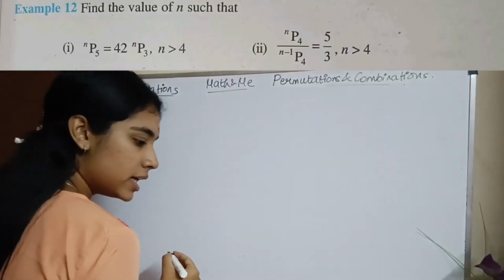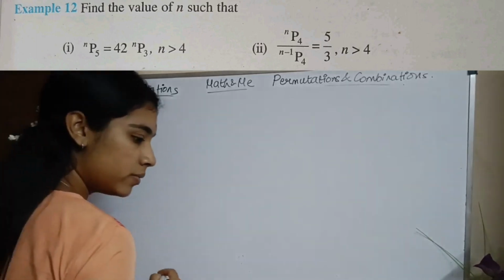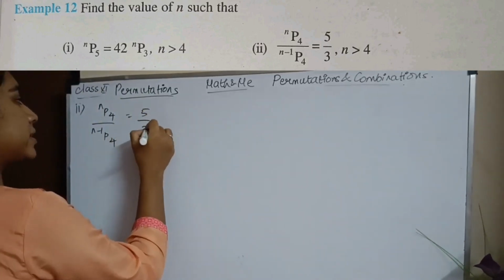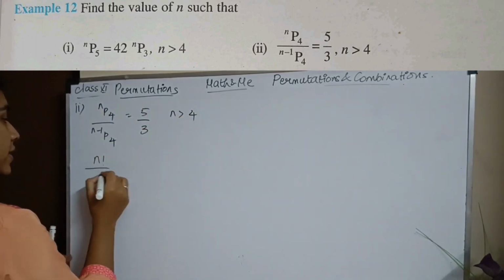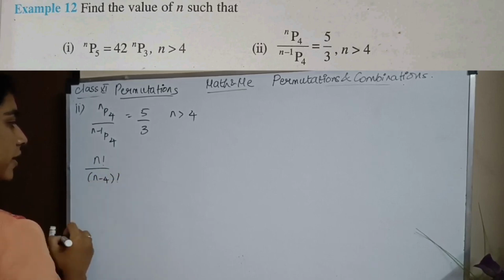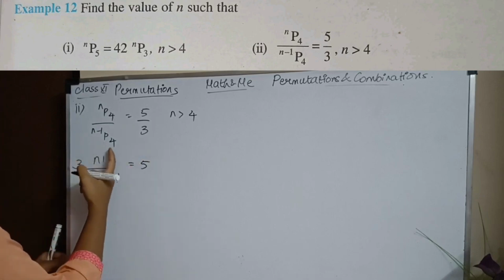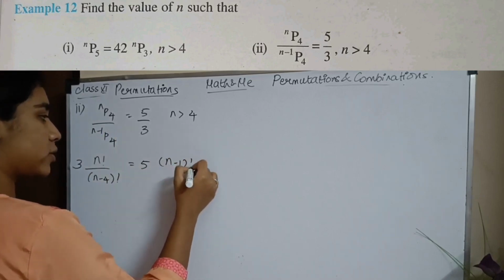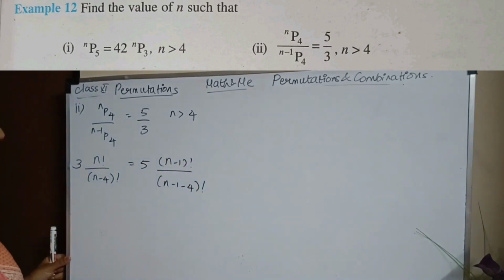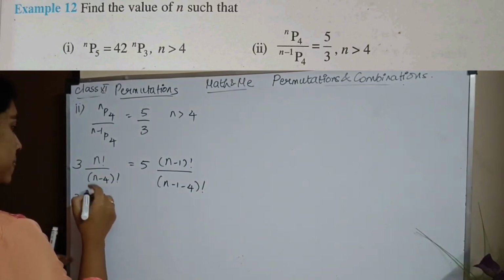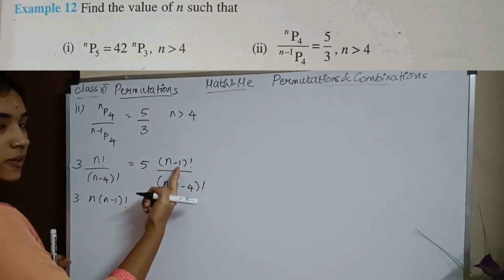Second subsection, nP4 divided by (n minus 1)P4 equals 5 divided by 3, where n is greater than 4. So this is n factorial divided by (n minus 4) the whole factorial. Cross multiply, I have a 3 here, equals 5 times (n minus 1)P4, which is n factorial divided by (n minus r), which is (n minus 1 minus 4) the whole factorial. So I have 3 times n factorial, n into (n minus 1) the whole factorial.